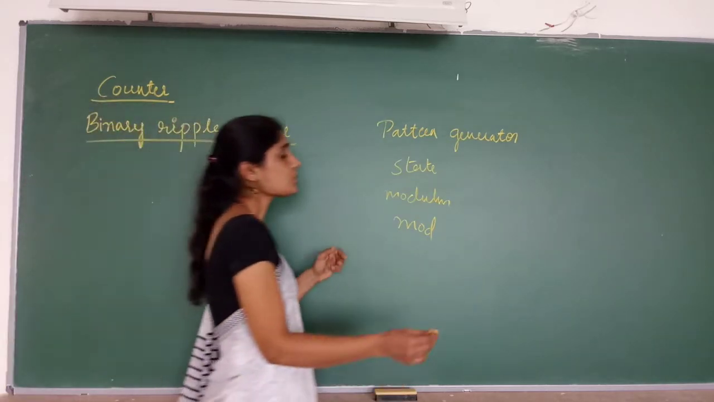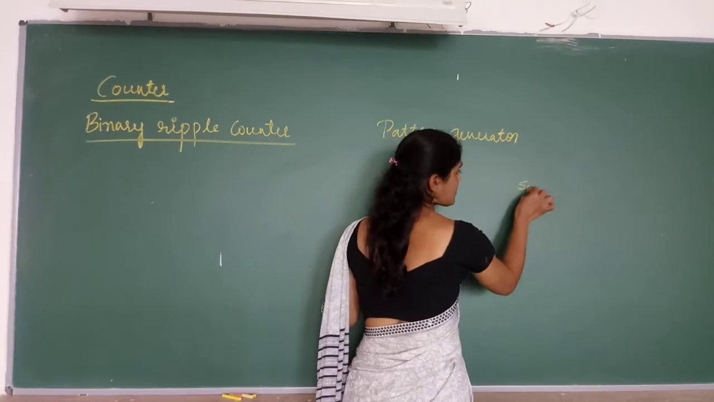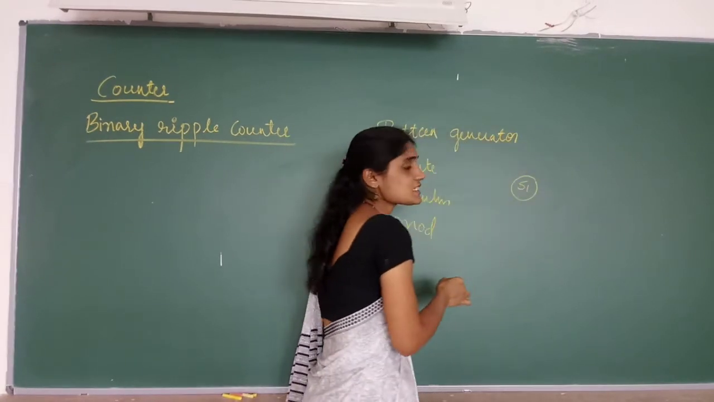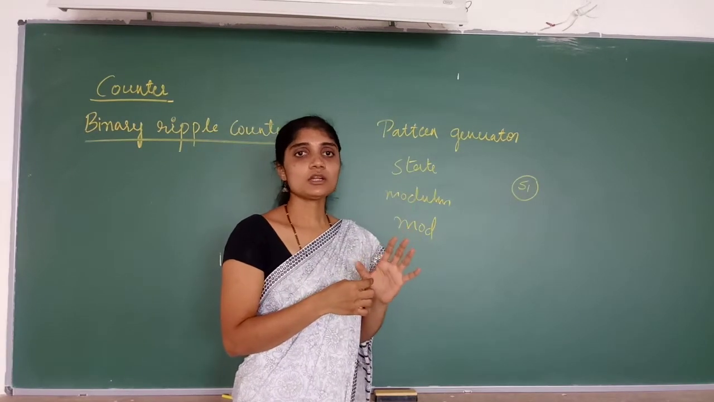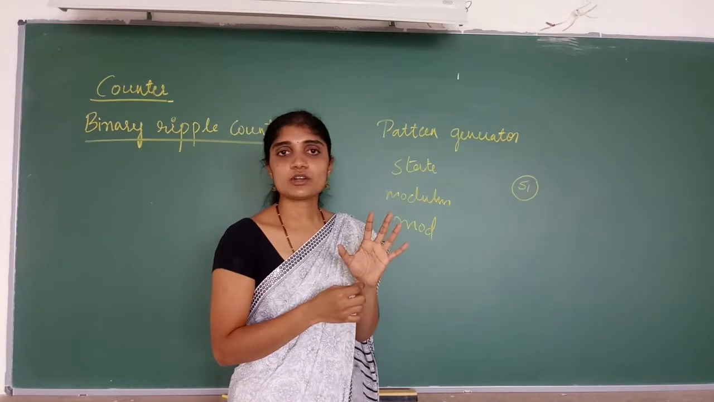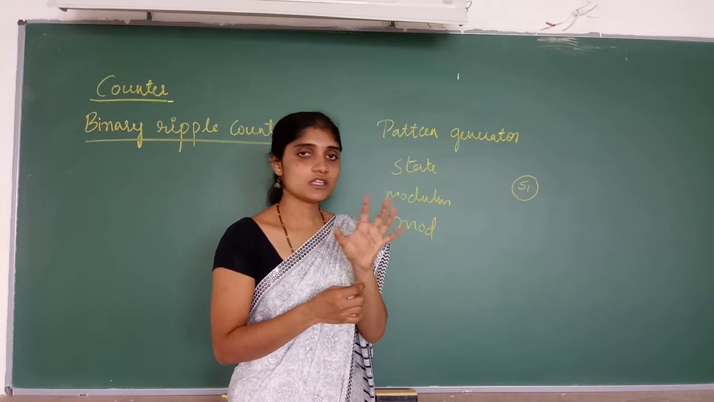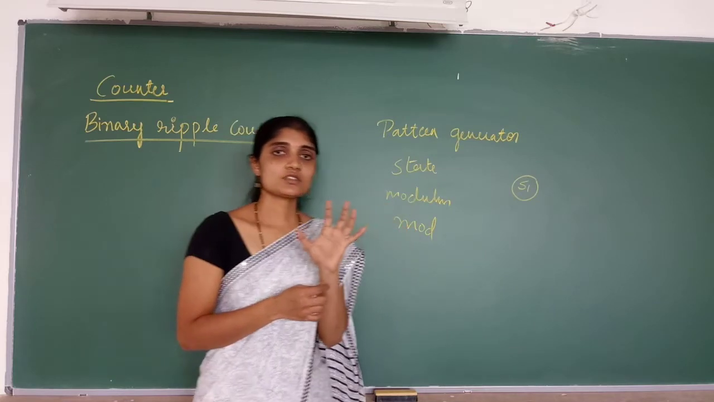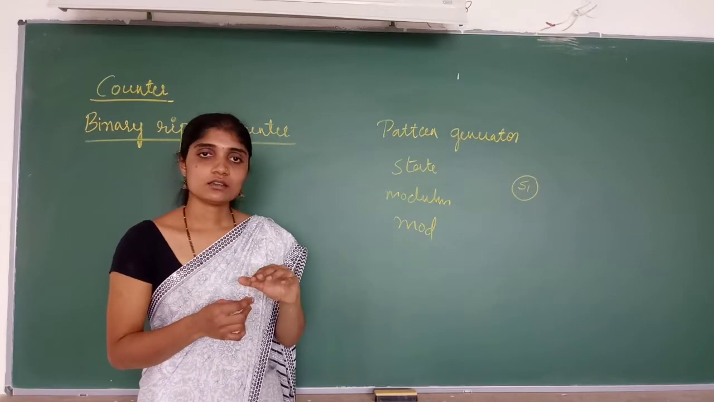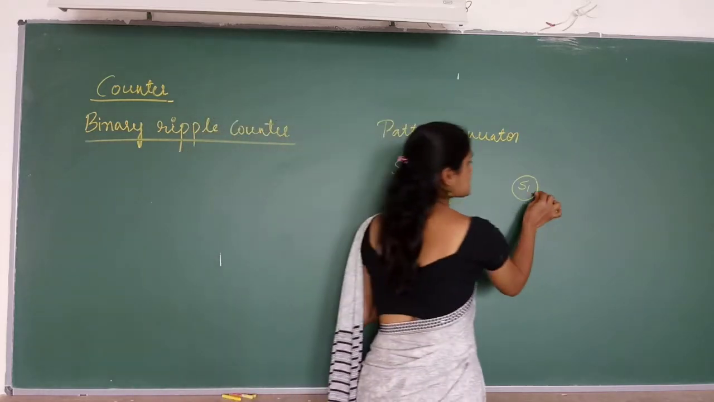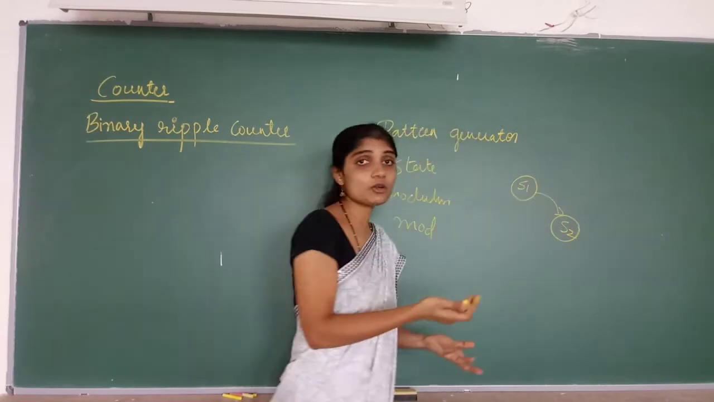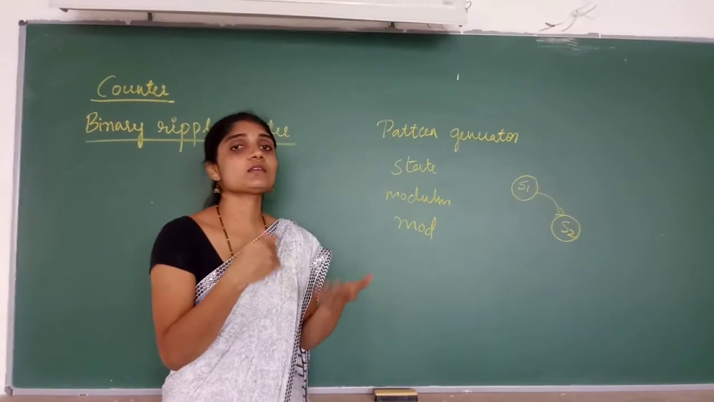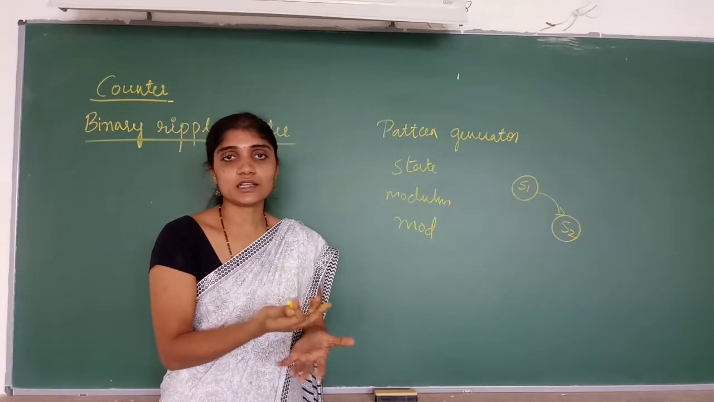For example, if S1 is the current state, and I have 3 flip-flops in the counter, I can take S1 as 0 0 0, one pattern. That can be called one state. So 0 0 0 is one state. The next state can be what? It need not be 0 0 1. It can be either 0 1 0 or 1 0 0, anything it can be.